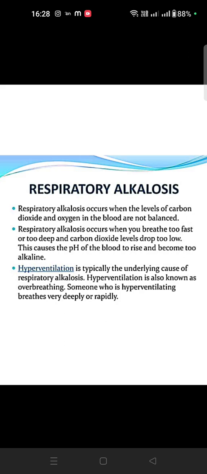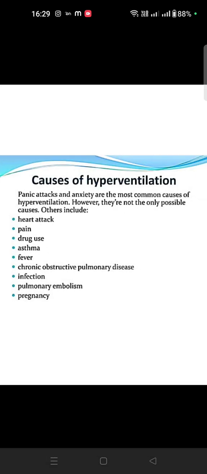So respiratory alkalosis means when your breathing is too fast or too deep, the carbon dioxide level becomes too low. So the pH level may rise. So that is the alkalosis. So hyperventilation. If the underlying cause of respiratory alkalosis is over-breathing, then alkalosis will happen. So in acidosis and alkalosis, the patient's PCO2 level will change with the ventilator.